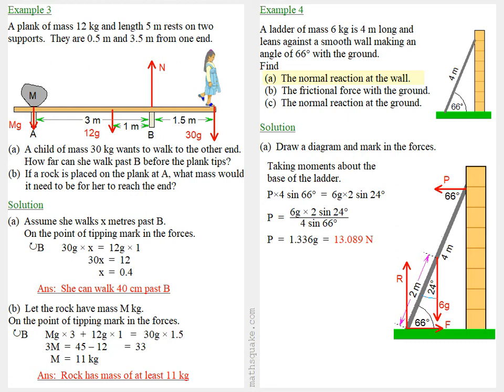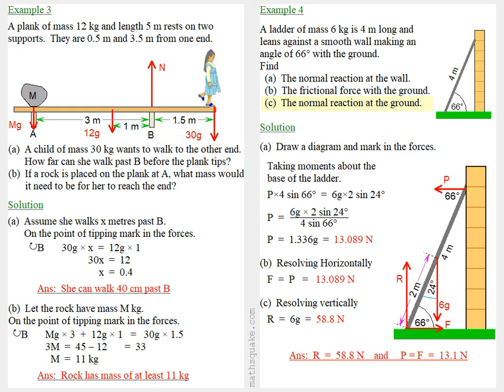newtons. In part B, we're asked to find the frictional force with the ground. If we resolve horizontally, we have F is equal to P, and so F is also 13.089 newtons. In part C, we're asked to find the normal reaction at the ground. If we resolve vertically, we have R is equal to 6G, which is 58.8 newtons. And so we have the normal reaction at the ground is 58.8 newtons, and the normal reaction at the wall and the frictional force are both 13.1 newtons.